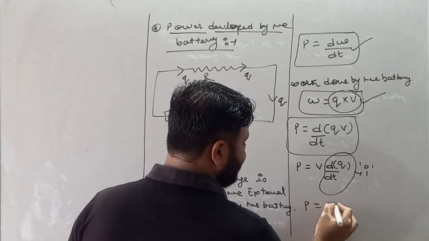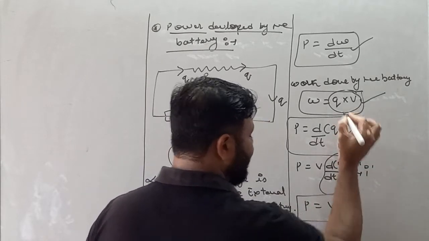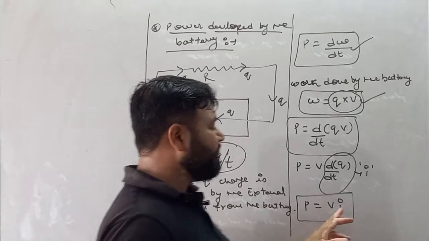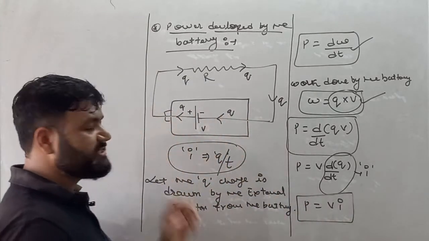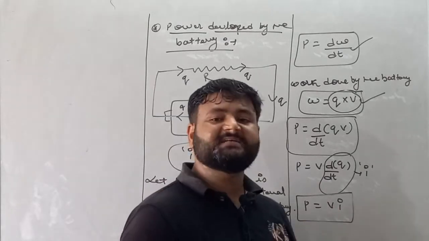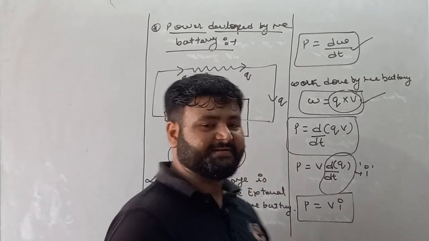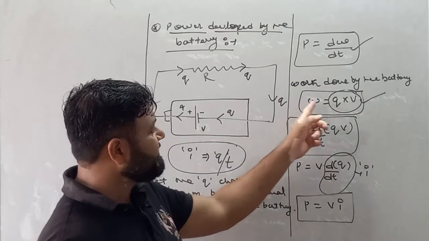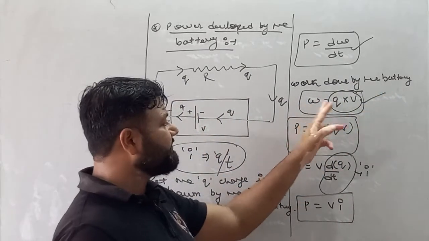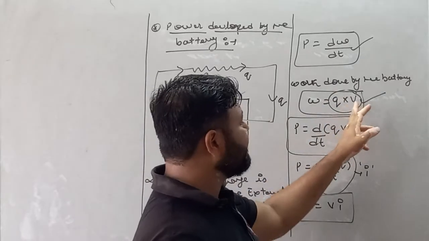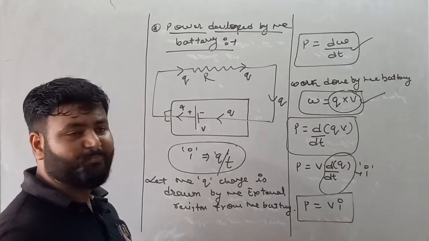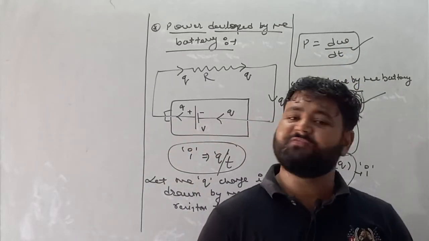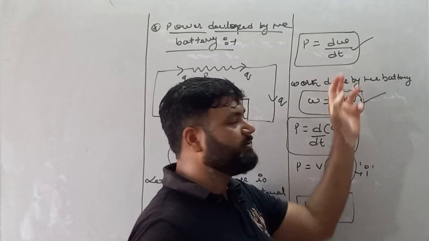So power developed by the battery is VI. Remember, the power developed by the battery is VI, where V is the potential of the battery and I is the current coming from the battery. Remember, two formulas are there. One is work done by the battery, which is nothing but Q into V, that is charge into potential, and power is also written as the rate of doing work with respect to time, that is dW by dt.